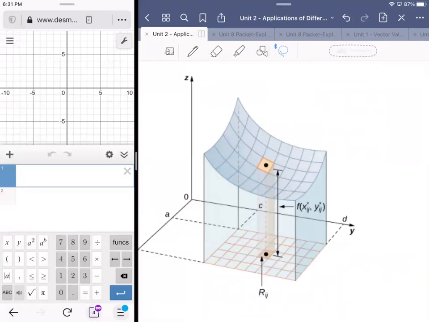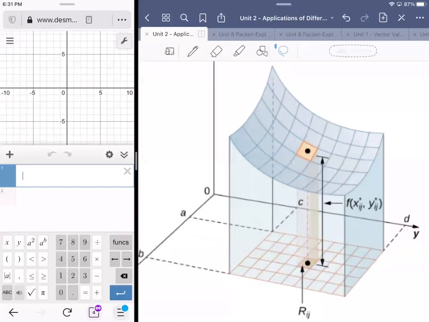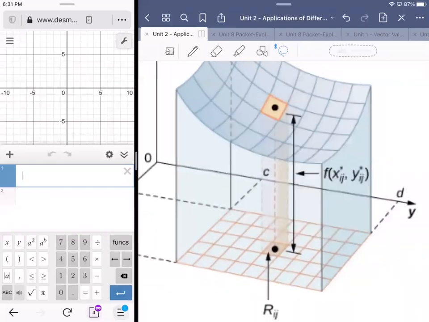But the notation here is kind of funky. It says f of x sub ij, comma, y sub ij. Those are talking about Riemann sums in a particular sequence, right? So the first, the second, the third rectangle going in the x direction would be the sequence of i values. The first, the second, the third, and so on rectangles going in the y direction would be the sequence of j values, right?